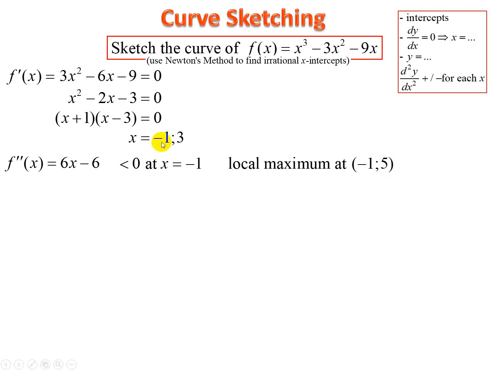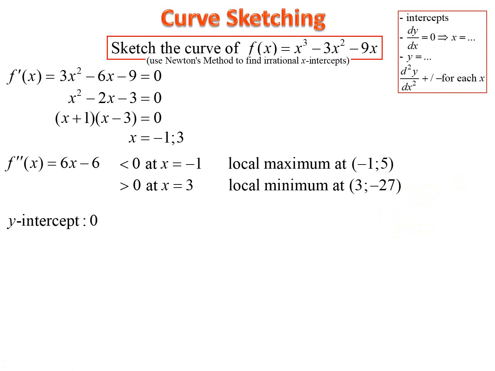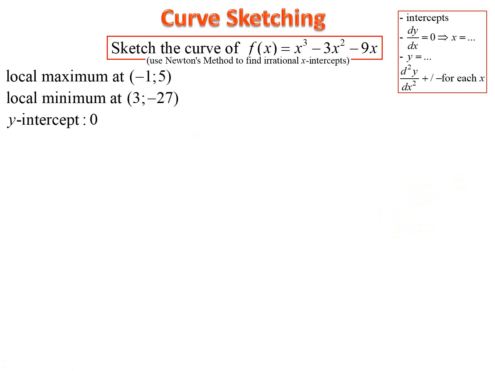I've been naughty, I've really substituted that into the original. It's better to actually show it usually, but that's where that 5 comes from, substituting that into the original. And it's greater than 0 at x equals 3, so we have a local minimum at 3, minus 27. Y-intercept 0. So now, there's my information so far.